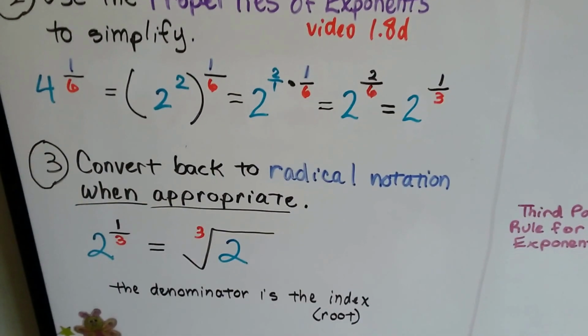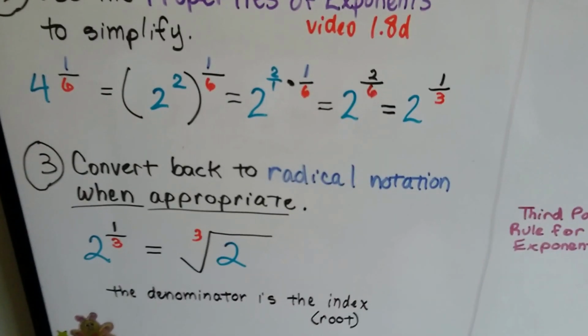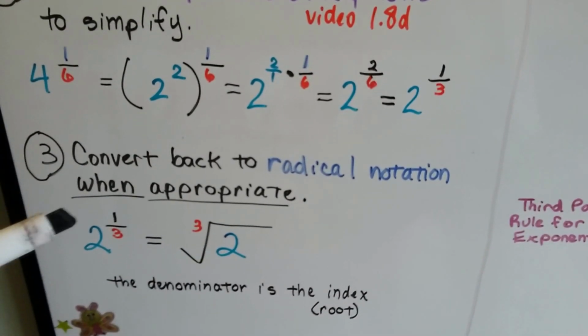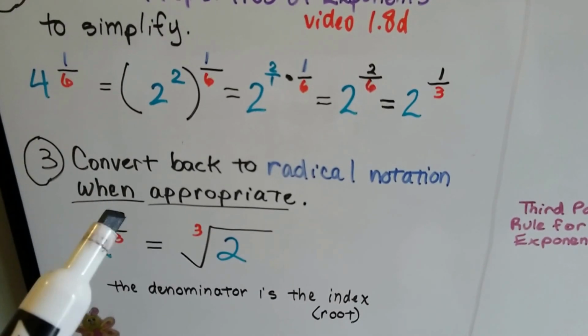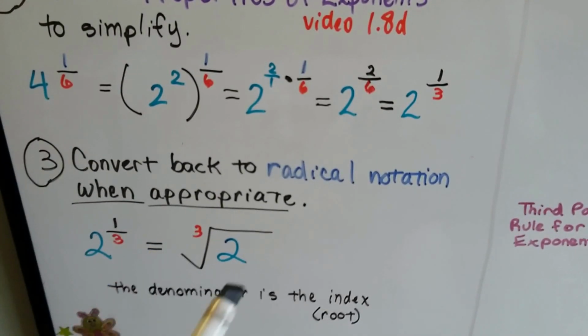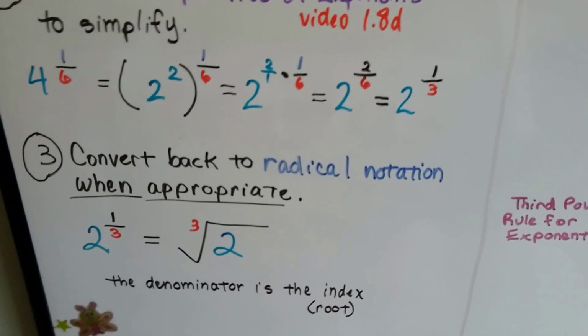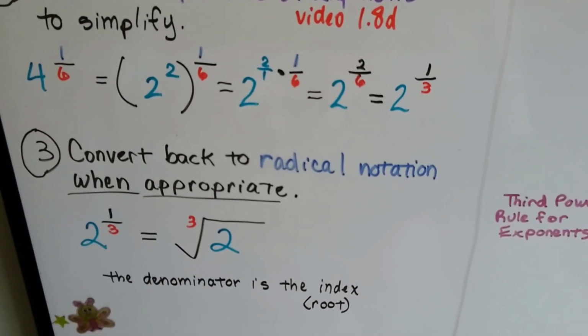The last thing we do, the third thing, is we convert it back to radical notation when it's appropriate. So now we've got this 2 to the 1/3 power. This 3 is our root, our index, and our 2 is under the radical sign. So we got the cube root of 2. That denominator is the index.